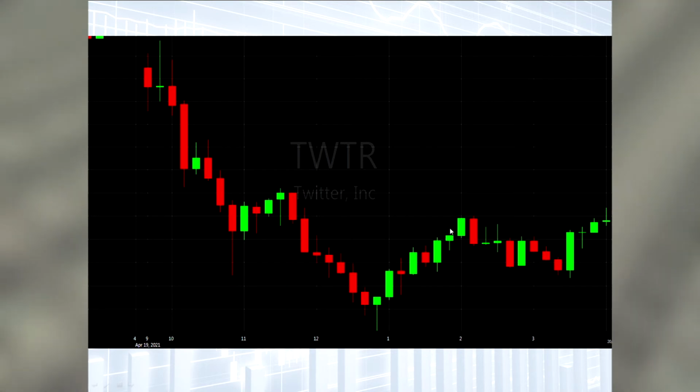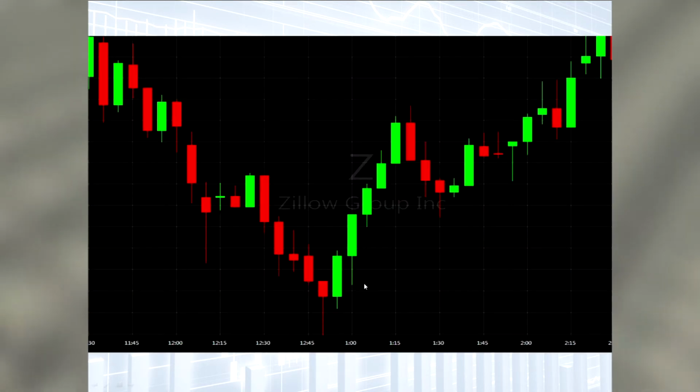Now let's have a look at Zillow on a 5-minute chart. Even though we do have some bullish candles throughout the day, there is strong bearish sentiment giving us a nice downtrend even with these areas of uncertainty within the market. Then we get to the bottom just after 12:45, where we have our bullish reversal pattern, the hammer.